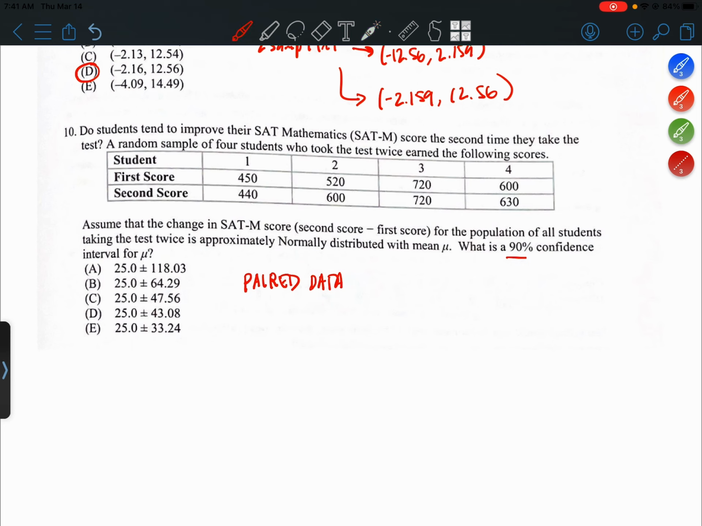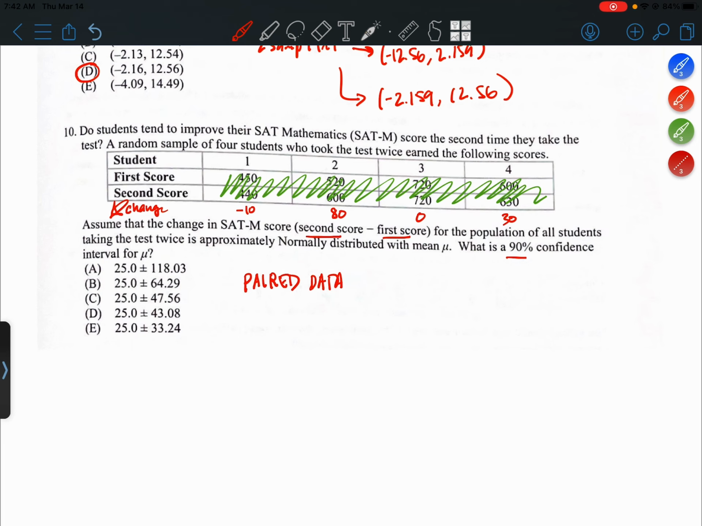All right, so I'm going to write that here, the change, and we're going to do second score minus first score. So student number 1, 440 minus 450, so their score went down by 10 points. Student 2, score went up by 80 points. Student 3, no change. Student 4, score went up by 30 points. Now we're going to essentially ignore these 2 rows of data and just focus on the new row, the bottom row, changes.